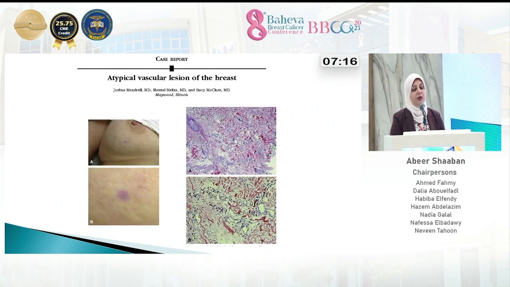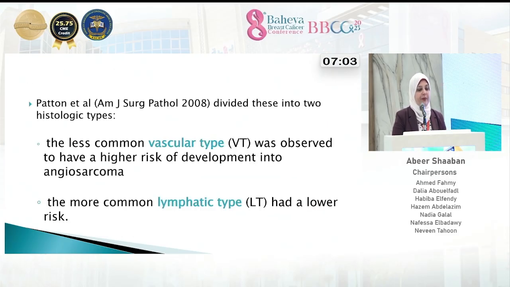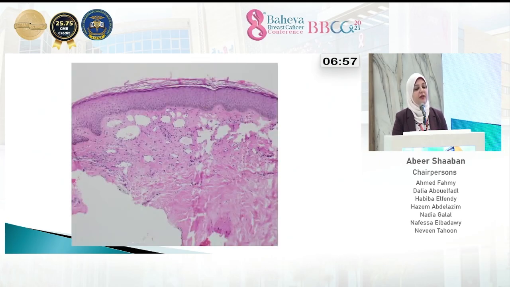And that's what it looks like macroscopically and microscopically. It's usually superficial, classically doesn't infiltrate, usually wedge-shaped, so broader at the top and narrower at the bottom. And it is divided into two types, vascular and lymphatic types. And these are some examples of atypical vascular lesions.